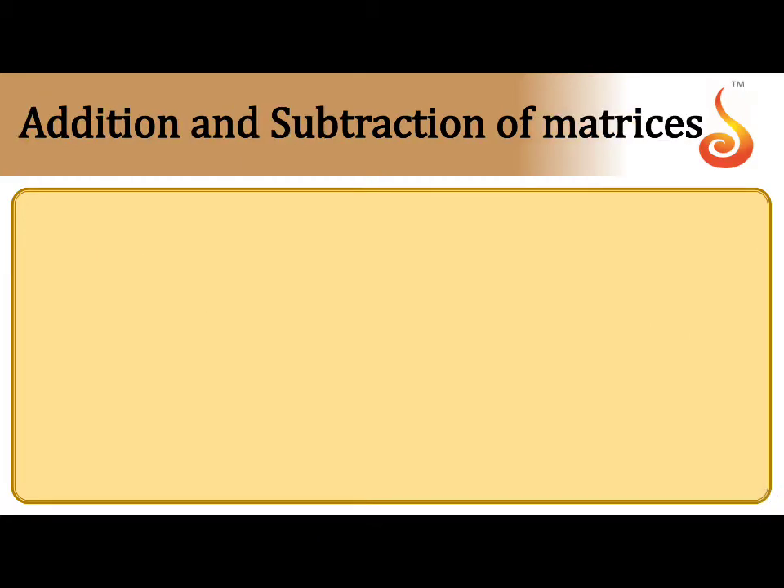Addition and subtraction of matrices. When can two matrices be added and when can they be subtracted? Two matrices A and B we have taken. Matrix addition or subtraction is possible only when both the matrices have the same order. A is of order m by n, B is also of order m by n. Then only addition and subtraction is possible. Addition means A plus B, subtraction means A minus B. This is possible only when both have the same orders.